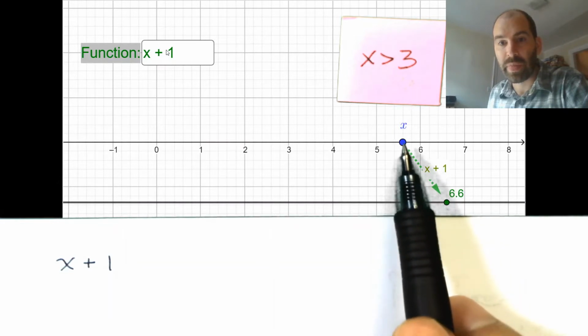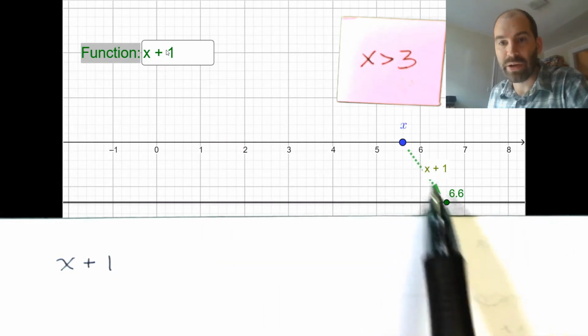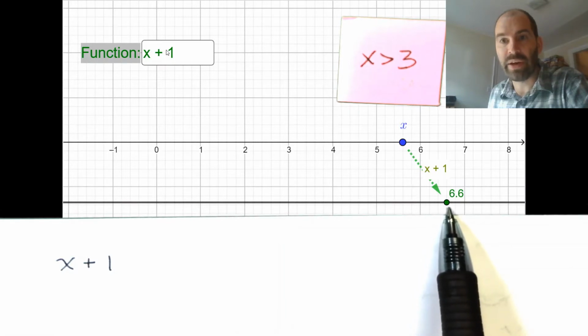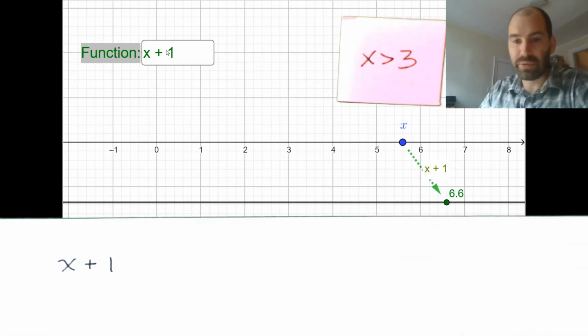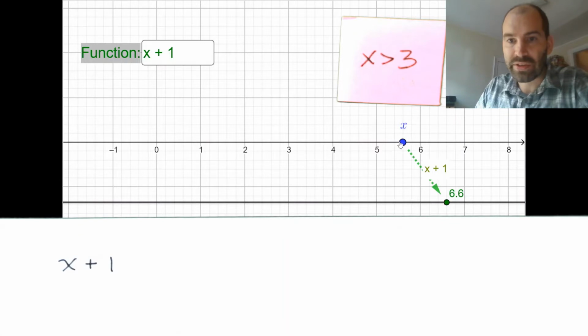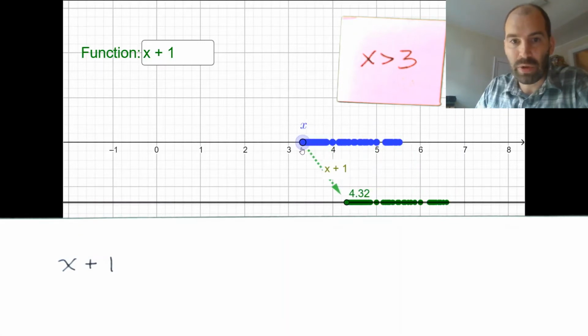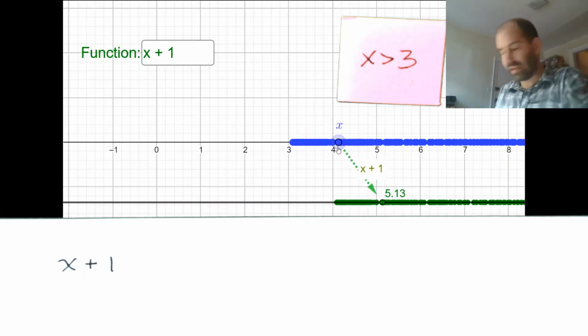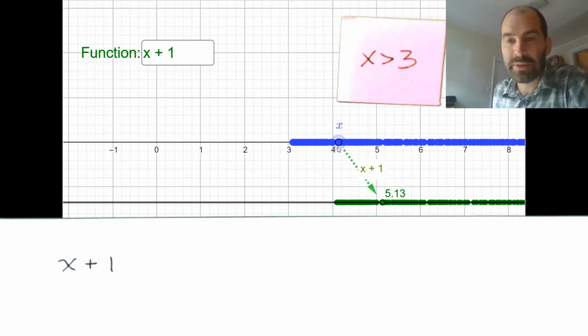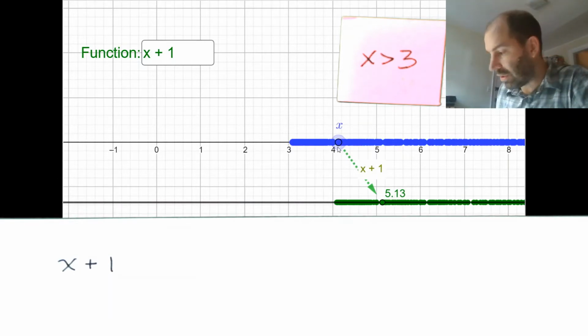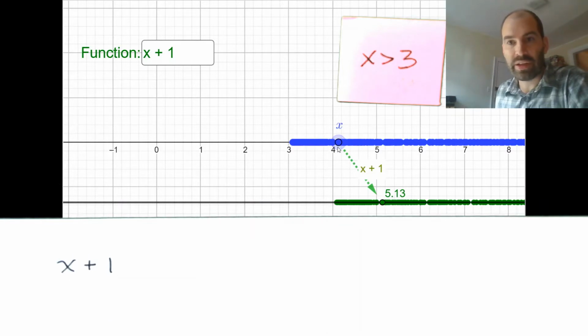So the old x's are up here. The new x, after we add 1 to it, is down here. So if x is greater than 3, it looks like this. Look at the inequality x plus 1 satisfies. It's satisfying the inequality that x plus 1 is greater than 4.